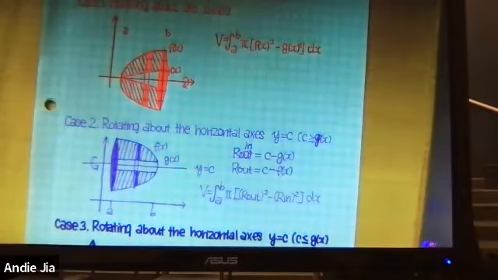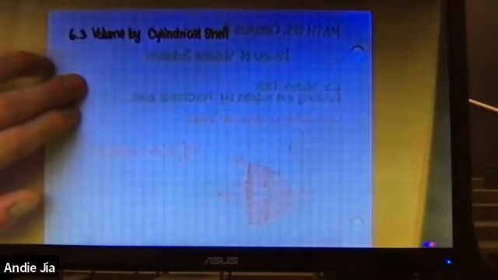And let's do number 5, the shell method, section 6.3: volume by cylindrical shells. So it's rotating the region about a vertical axis.